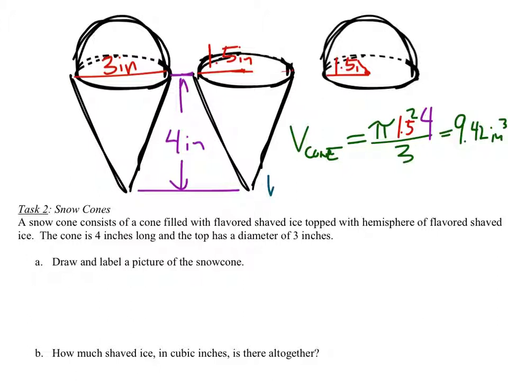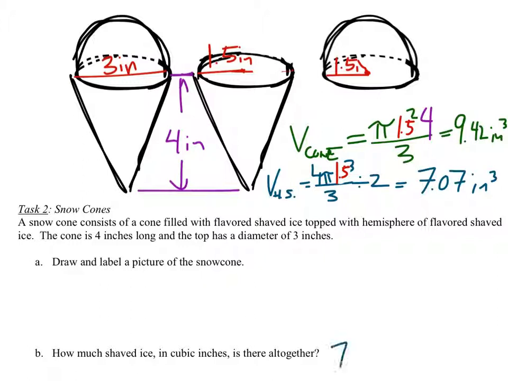But the hemisphere also has some snow cone as well. So we're looking at this as a hemisphere, which will be 4 pi times the radius cubed divided by 3, but then we got to divide that by 2. So we're going to replace the radius with the 1.5 that we know it is. And I will solve this directly. So I got 7.07 inches cubed for the hemisphere.